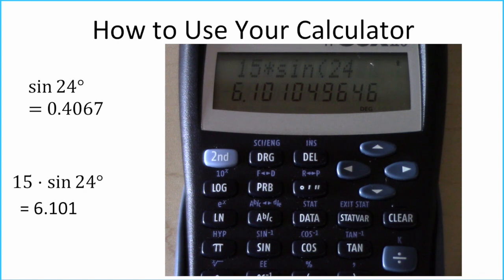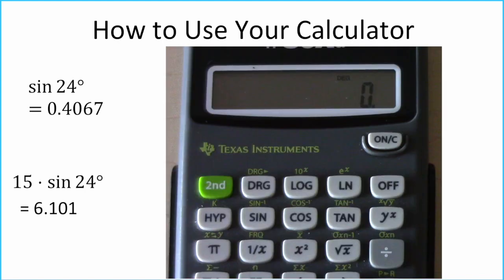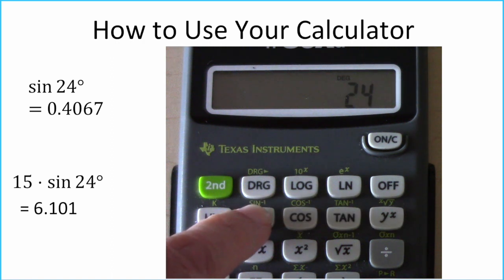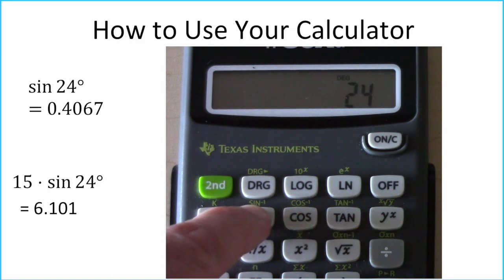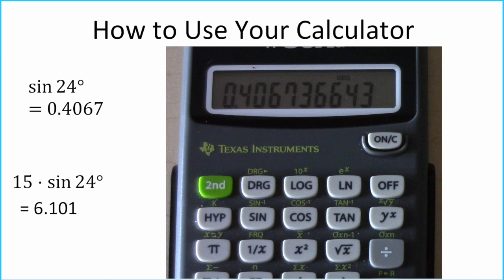Calculators that only display one line at a time tend to work in the opposite direction. So if you want the sine of 24 degrees, you type in 24 first and then hit sine. And if we wanted the last answer, from there you just go times 15 and it gives you the answer. Likewise, you could start with 15 times 24, then hit the sine button. Right there on the calculator, that's the sine of 24. You have to remember to hit equals to get your answer of 6.101.